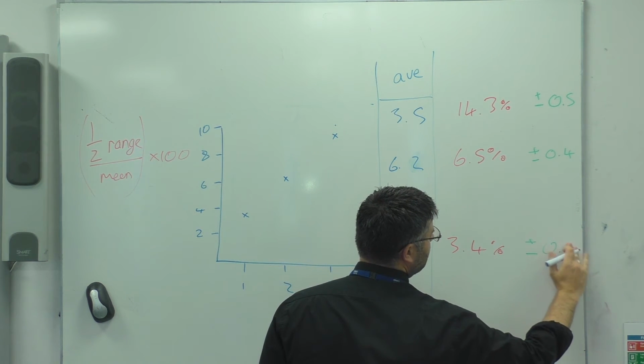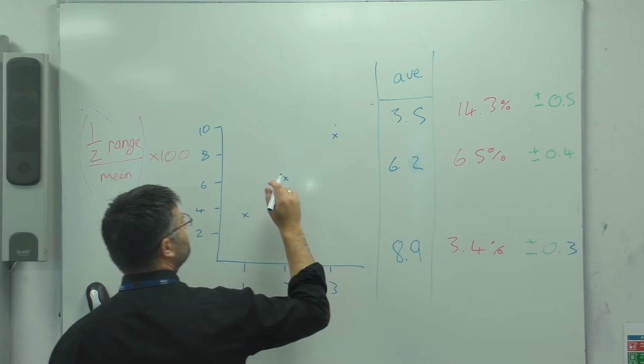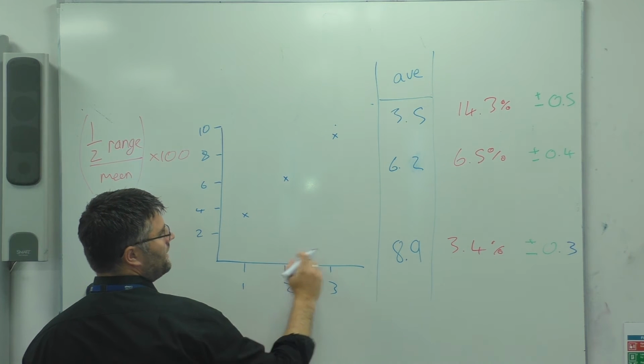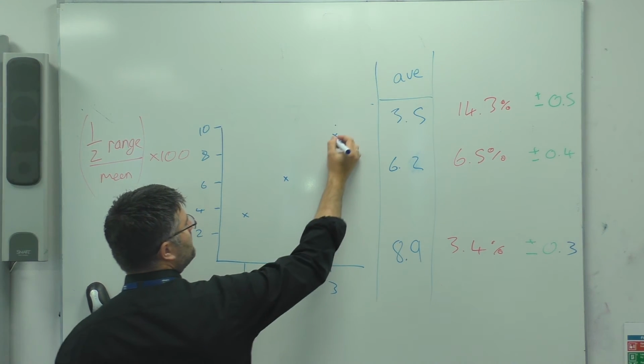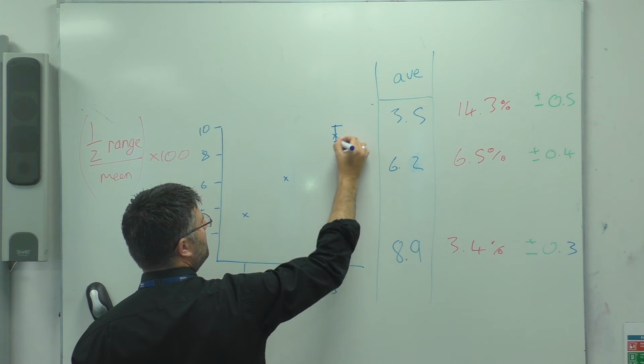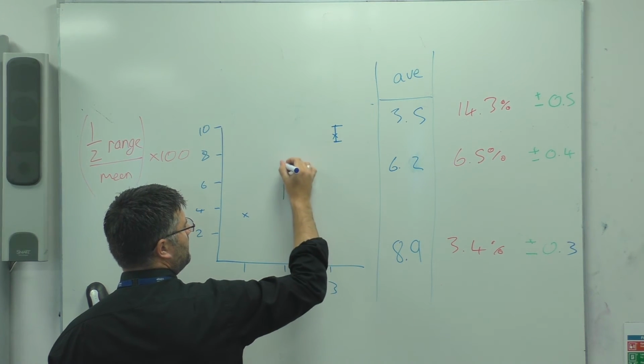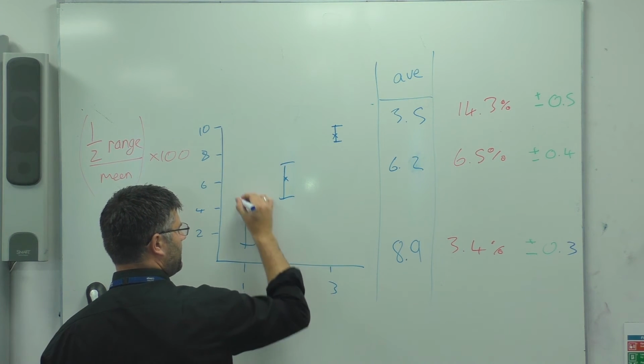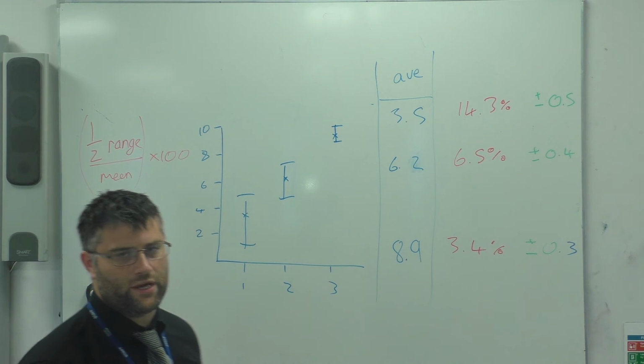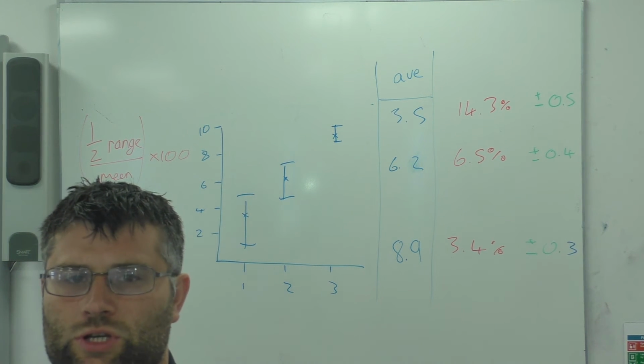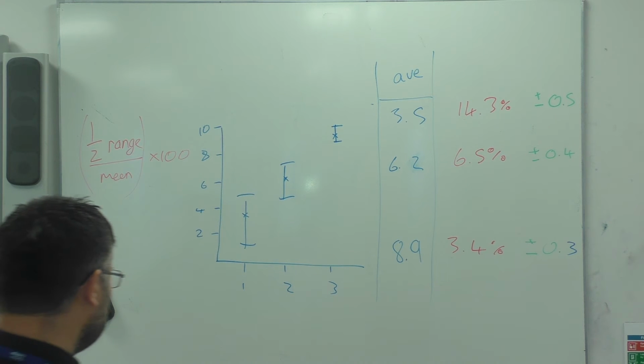Apologies, that was 0.3, wasn't it? So, sorry, the one at the bottom is going to be the smallest one. So, small, bigger, even bigger. Now I might have exaggerated those error bars, but I'm just going to use them to prove a point here in a second.